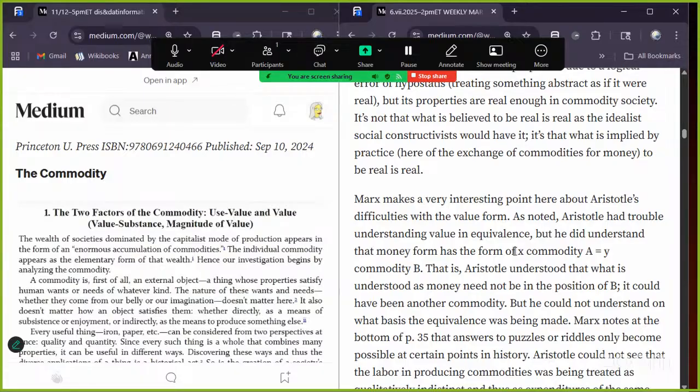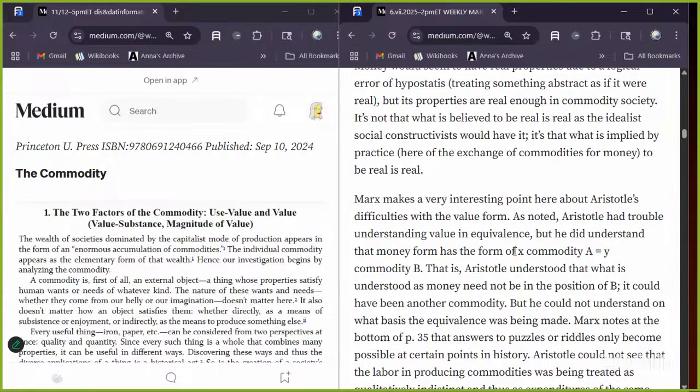And it's abstract. It only exists because, in an interpersonal relationship, it is the system of exchange of meanings and messages, etc., between two subjects that makes it objective in that sense. Marx makes a very interesting point here about Aristotle's difficulty with the value form.